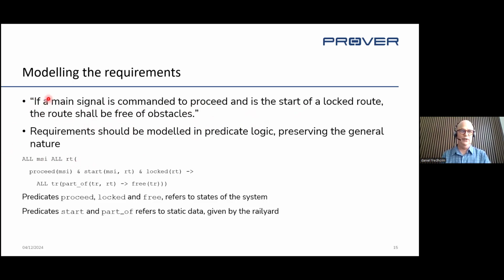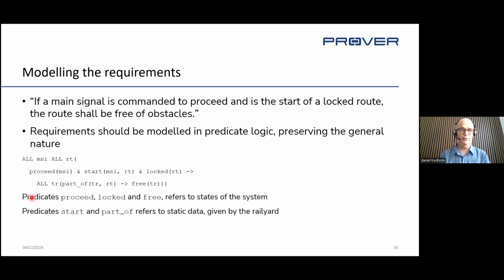So it's definitely not propositional logic that's the proper way to model this, but rather predicate logic is much more appropriate. And then we could write a formula in predicate logic like this, which will be very much a model of the statement up here. So, for all MSI, where MSI is supposed to represent main signals, and RT is supposed to represent routes, these are variables. So proceed(MSI) and start(MSI). You can see for yourself.